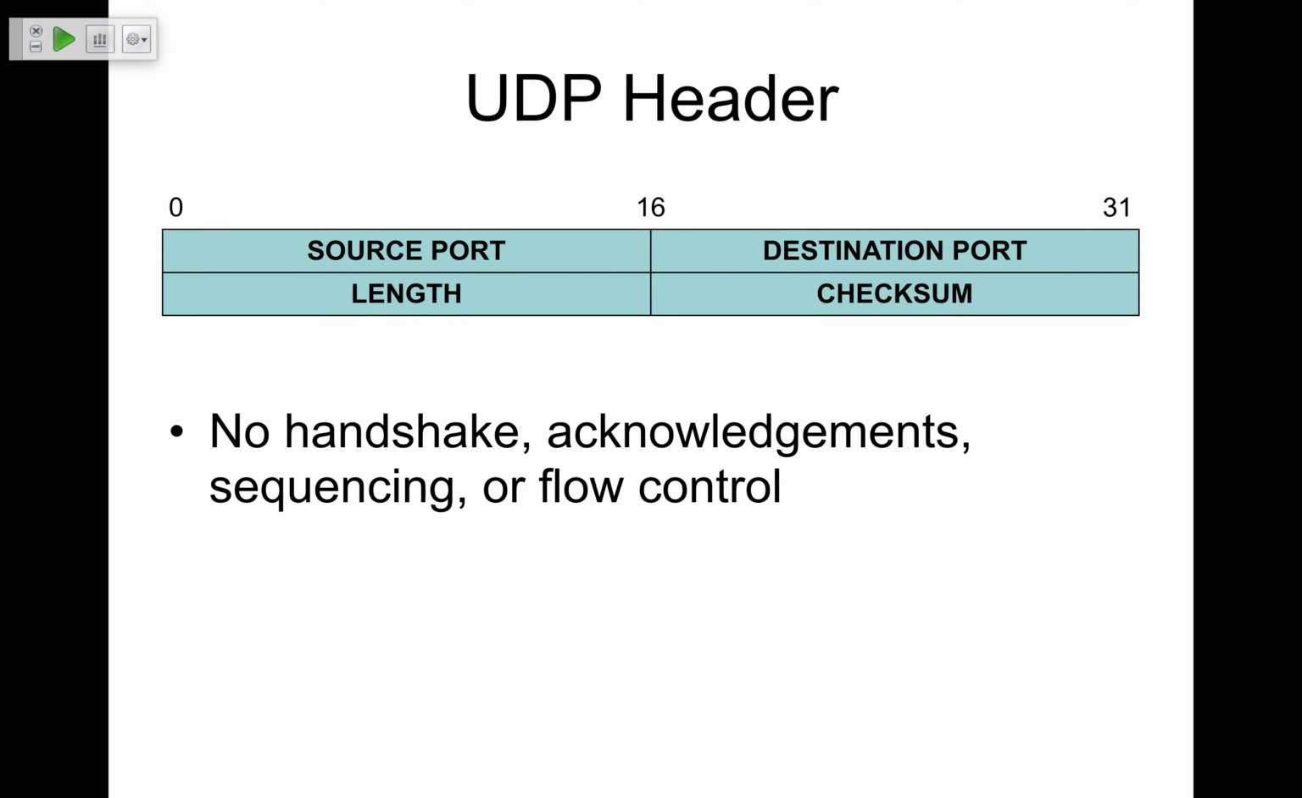The UDP header is much, much simpler. There's nothing here but a port, length, and checksum. And it doesn't have any acknowledgement, no handshake, no nothing. It just delivers the data, and you don't know whether it got there or not. Because that's the whole point of UDP.